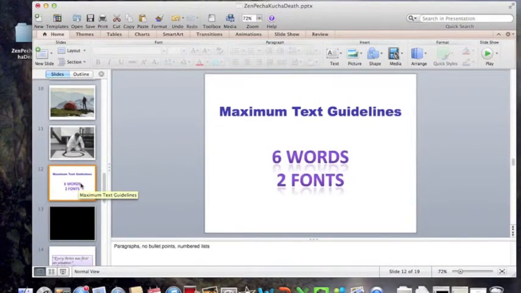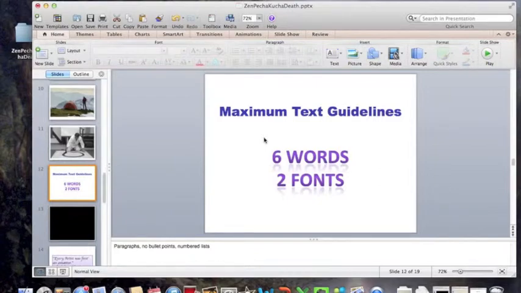Six words if you can do it. I can't always do that. Look, I didn't do it here: 1, 2, 3, 4, 5. Okay, I got away with it. But six words, I think that's tough, especially if you want to use a quote. I'll show a little quote sample to you.